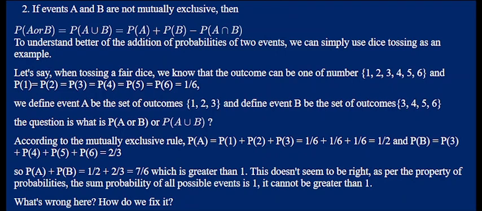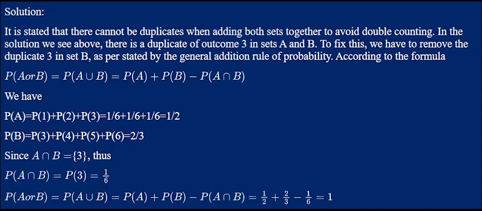So what's wrong here? For a solution, we've stated that there cannot be duplicates when adding both sets together, to avoid double counting. In the solution we see above, there's a duplicate of the outcome 3 in sets A and B. So to fix this, we have to remove the duplicate in one of the sets, as stated by the general addition rule of probability.